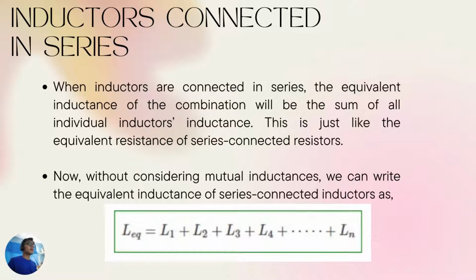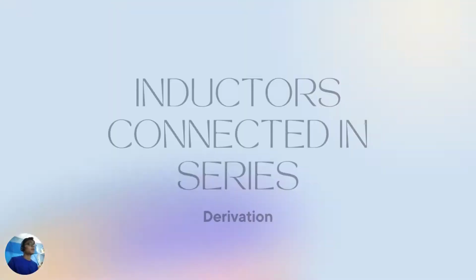When inductors are connected in series, the equivalent inductance of the combination will be the sum of all individual inductances. This is just like the equivalent resistance of series connected resistors. Now, without considering mutual inductance, we can write the equivalent inductance of series connected inductors as: L equivalent is equal to L1 plus L2 plus so on to Ln.